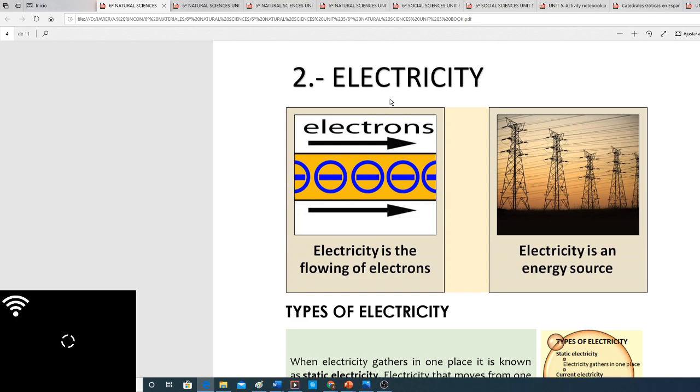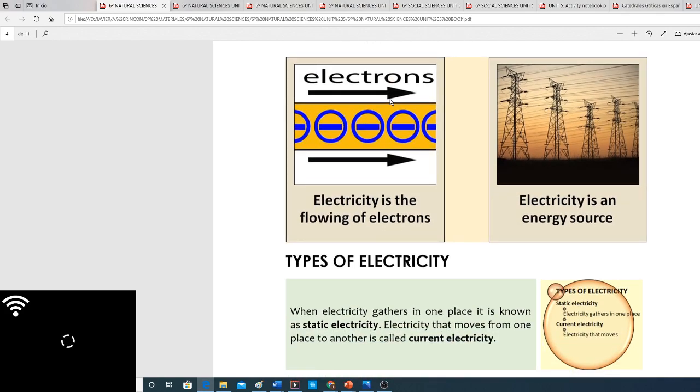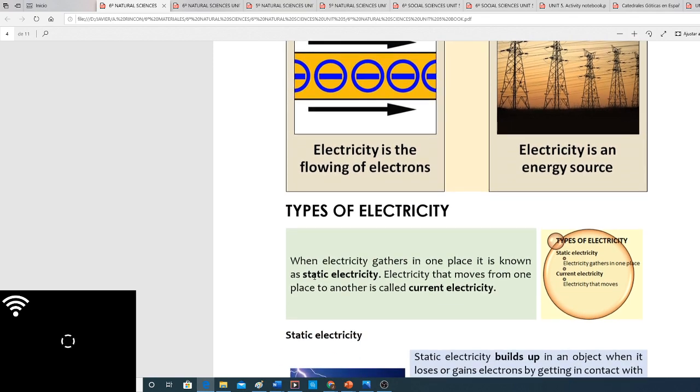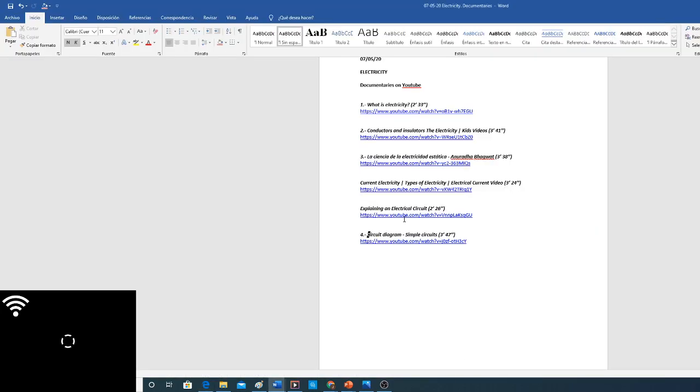With that in mind, remember that there are two different kinds, two types of electricity. One of them is called static electricity. Static electricity means stationary electricity, when electricity gathers in only one place. And the other form of electricity is current electricity. Good. With that in mind, I'd like you to watch this interesting video about electricity.